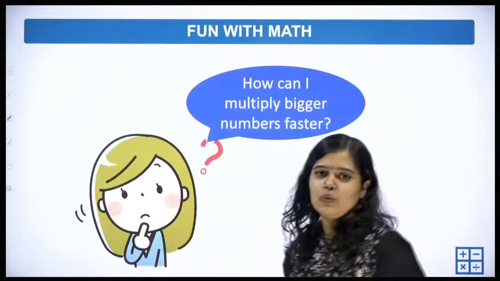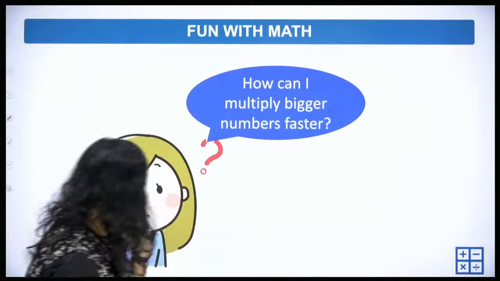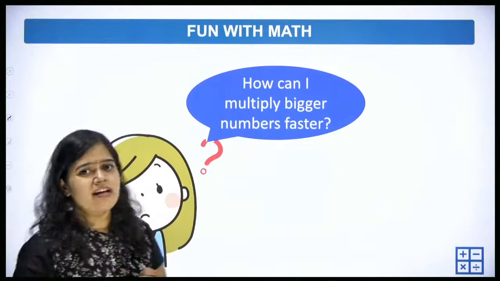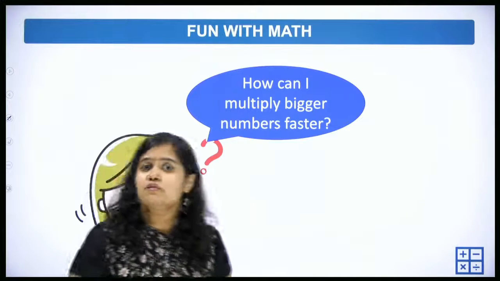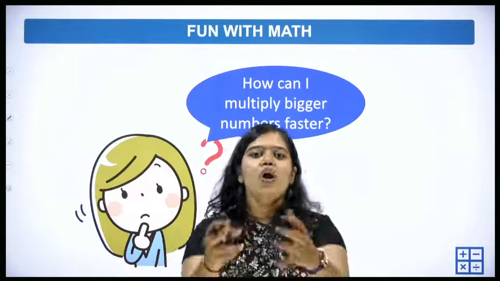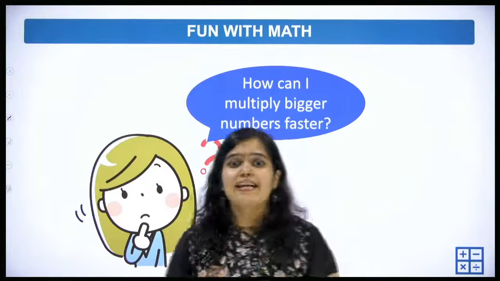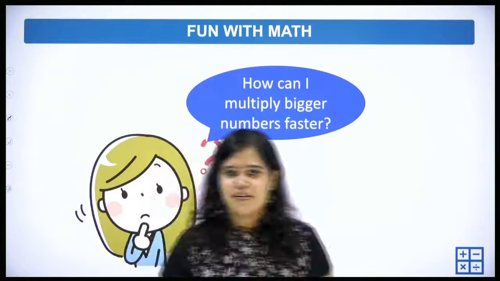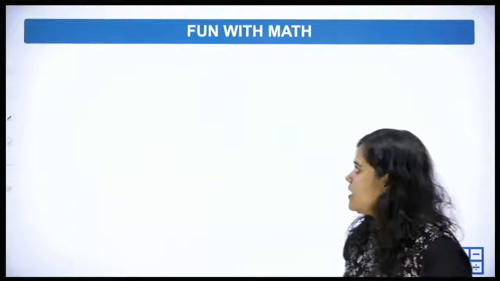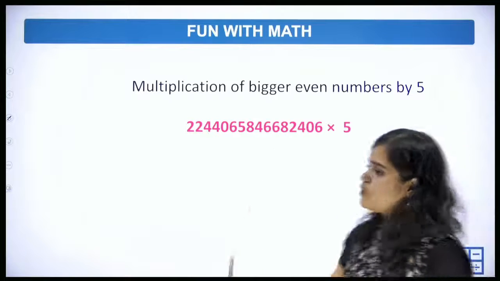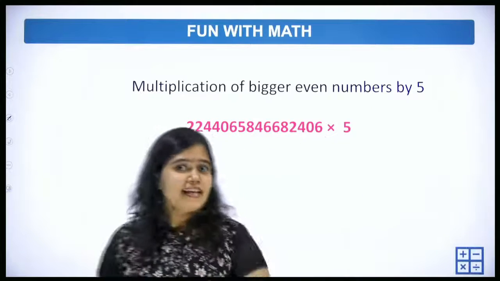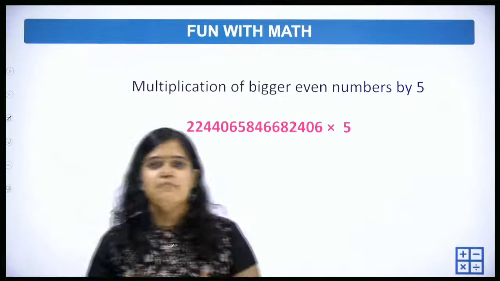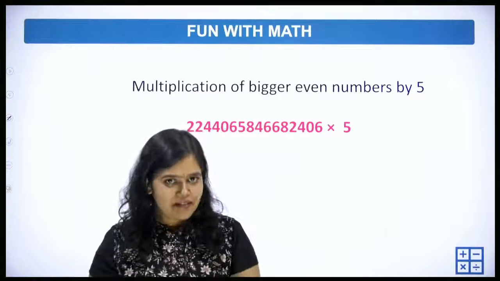So this is Ritu. And what is Ritu thinking? Ritu is thinking, how can I multiply bigger numbers faster? You all know how to multiply numbers. But how can we multiply them faster? Let's look at it. Okay? So first, multiplication of bigger even numbers by 5. So how to multiply with 5 easily, right?